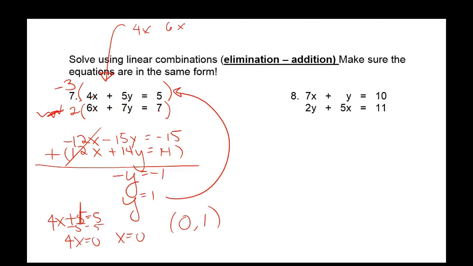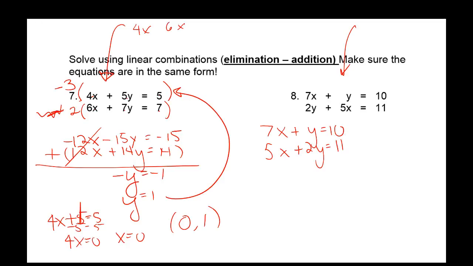Okay? Now let's try the second set of equations. I think I can do this. I'm going to go after the y's. Ooh, I just noticed something. These are not in the same form. We need to rewrite them in the same form. So first thing I'm going to do is say 7x plus y equals 10, and 5x plus 2y equals 11.